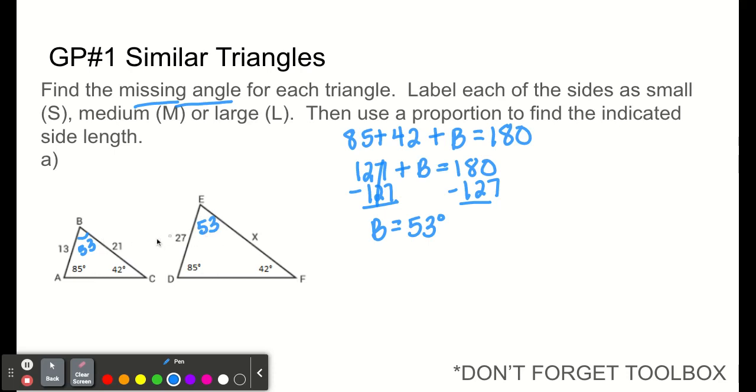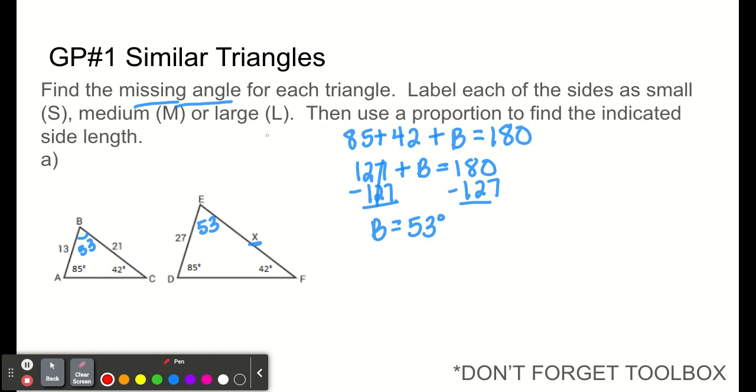So because these triangles have all three angles the same, these two triangles are similar to each other. And because they are similar to each other, that allows us to use proportions to find this missing side length. Now, before we do that, though, we want to label the sides as small, medium, large to make sure that we have them set up with what's called their corresponding sides.